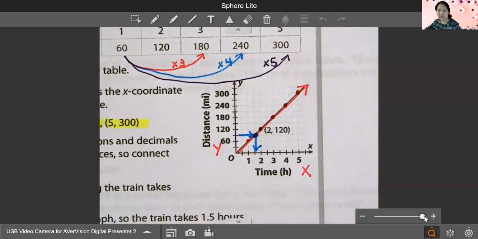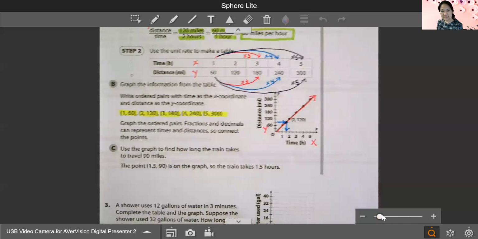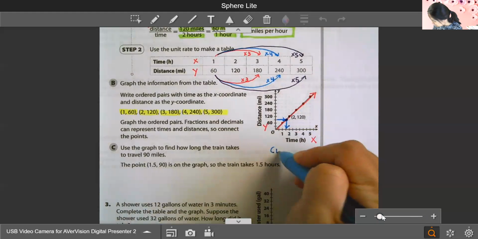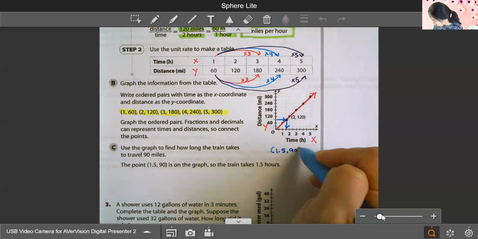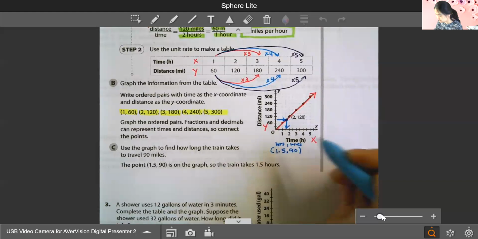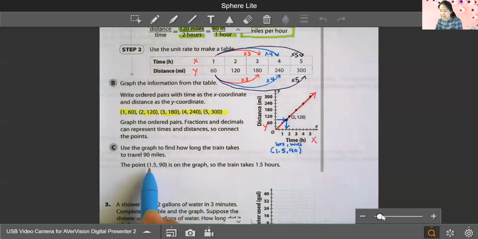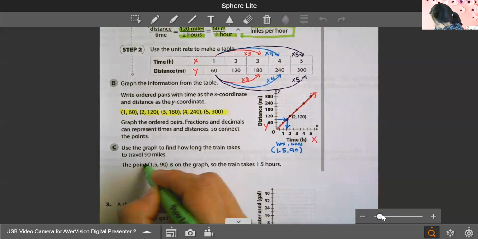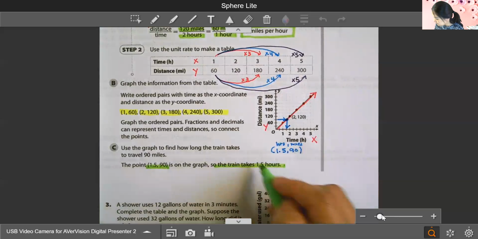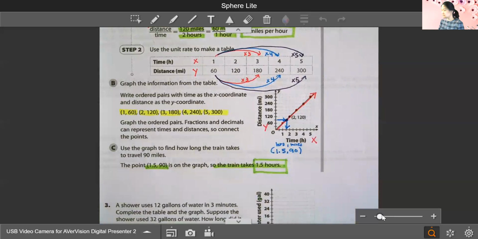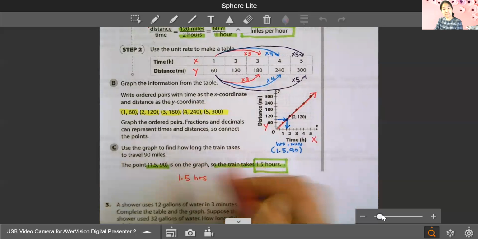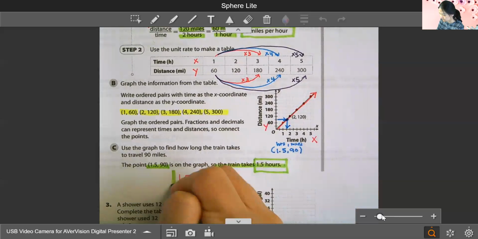Okay, so going back, this point is 1.5, 90. This represents hours. This represents 90 miles. So the point 1 and 5/10, 90 is on the graph. So the train takes 1 and 5/10 hours. So the answer to this problem was 1.5 hours. And you can find that looking at the graph.